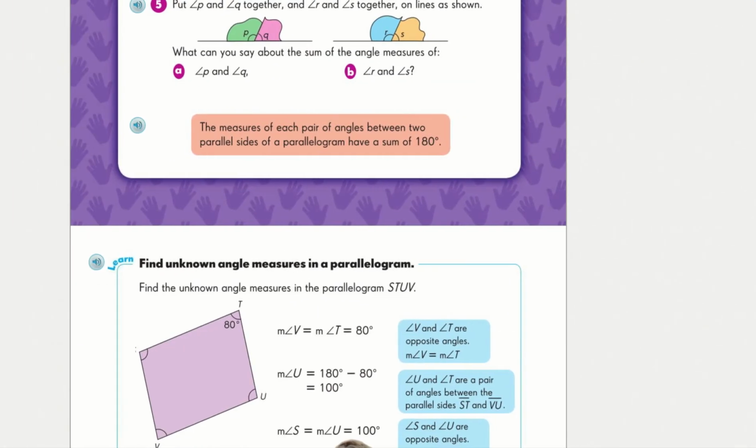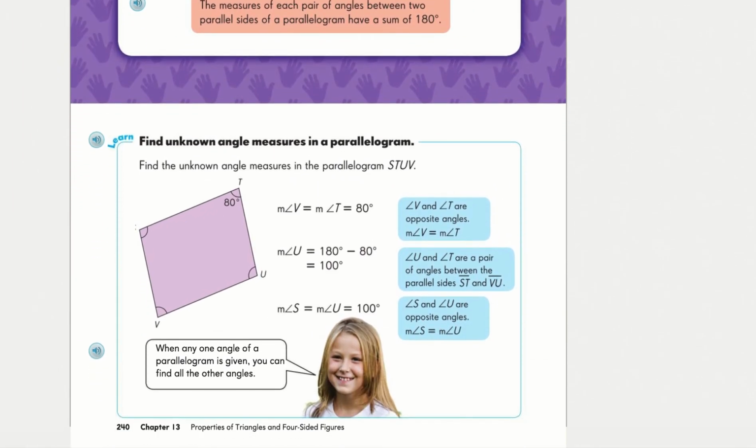So the measures of each pair of angles between the two parallel sides of a parallelogram have a sum of 180. So here's one parallel side, here's another parallel side. These two angles between the two sides equal 180. So if we have one of the angles, we can figure out the others.